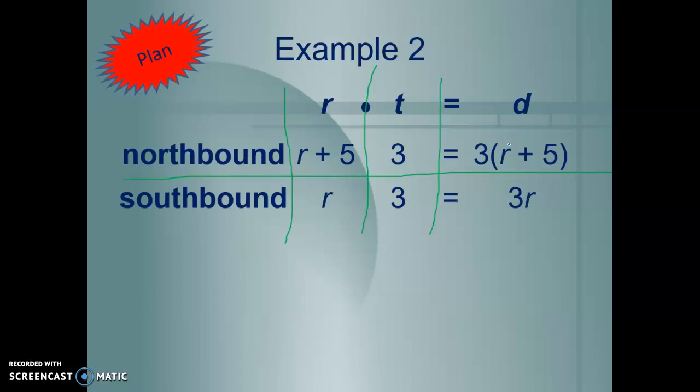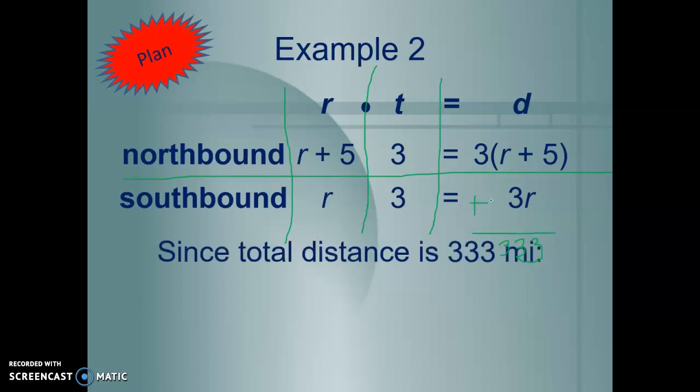And I know that if I add those two distances together, I'm going to get a total distance of 333 miles apart. That was my total distance. So let's create an equation here of 3 times R plus 5 plus 3R equals 333. Now I'm going to solve this algebraically using distribution property, combining like terms, and isolating that variable to find my rate.